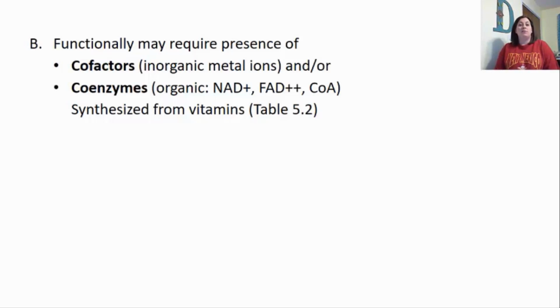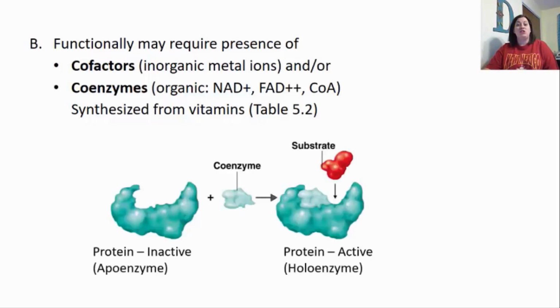Or it could also need the help of coenzymes. Coenzymes are going to be organic molecules. Some examples of these are NAD+, FAD2+, and CoA. We do see these as being really big factors in cellular respiration that are needed in order to help the reaction to continue. A lot of times these are synthesized from vitamins, and this is one reason why vitamins are so important in the diet.